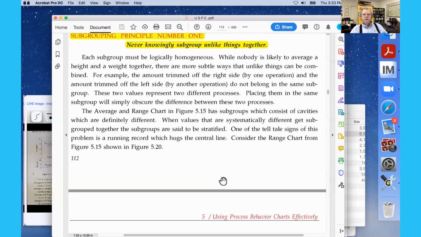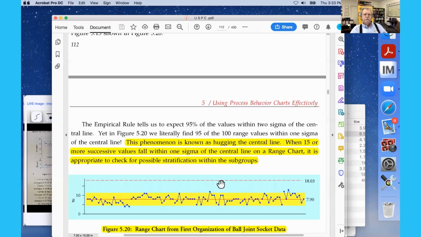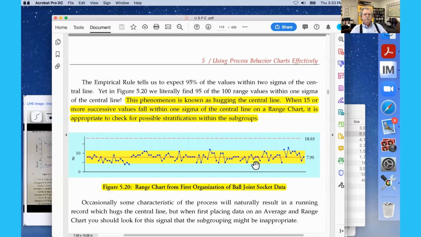Well, you're going to have something like the top of page 113. Look at this range chart. This is the range chart from page 104. And I've highlighted in white, or you have it white, though the yellow band here on the screen is plus or minus 1 sigma.